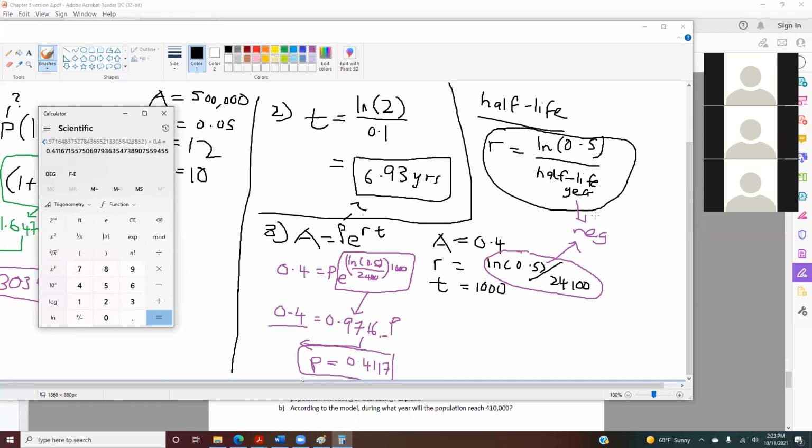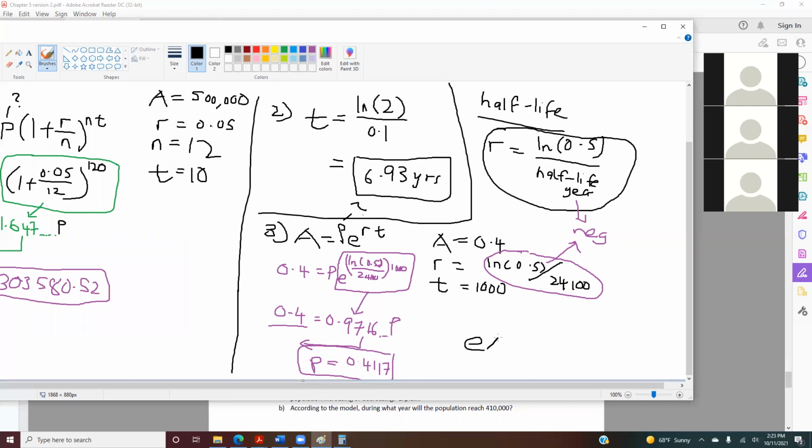So in your calculator you hit e power, right? Make sure you have your automatic parentheses, right? Yep. And then you type ln, you have automatic parentheses, right? Yep. You type 0.5 and then close the parentheses and divide by 24,100. Yep. And then times what? 1000. Yep. You get 0.9716, and so on.